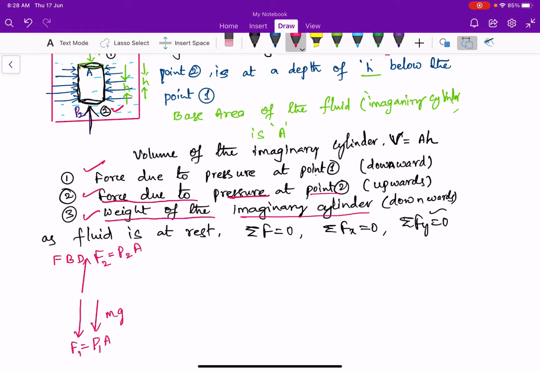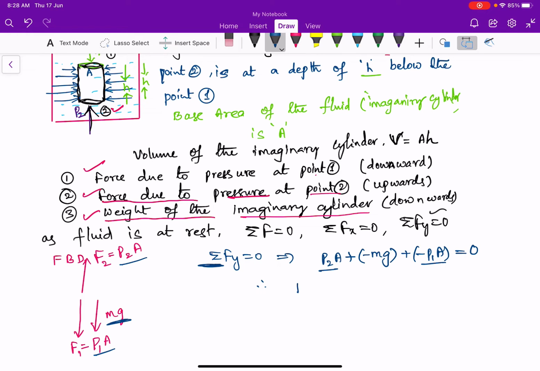So as sigma Fi is equal to 0, here sigma Fi is one force P2A pointing upwards, plus, summation is plus, and mg is pointing downwards, so I am writing it as minus mg. Summation is there, so I am keeping plus, and minus P1A, pointing downwards, is equal to 0. Therefore, P2A minus P1A, taking A as common, so (P2 minus P1) into A equal to m into g.